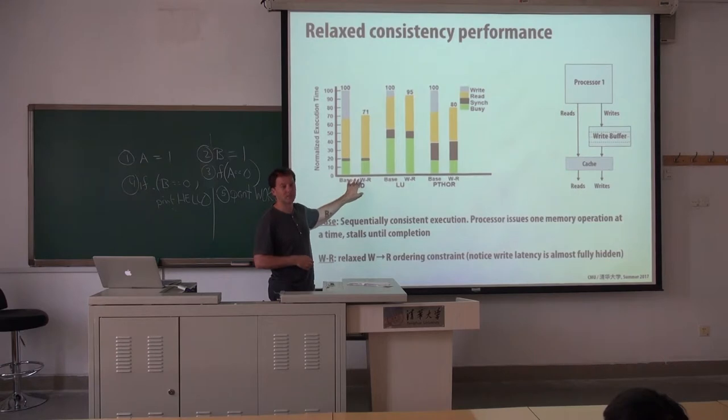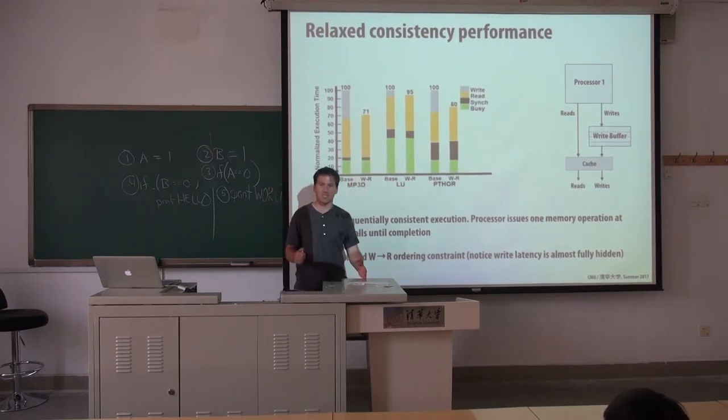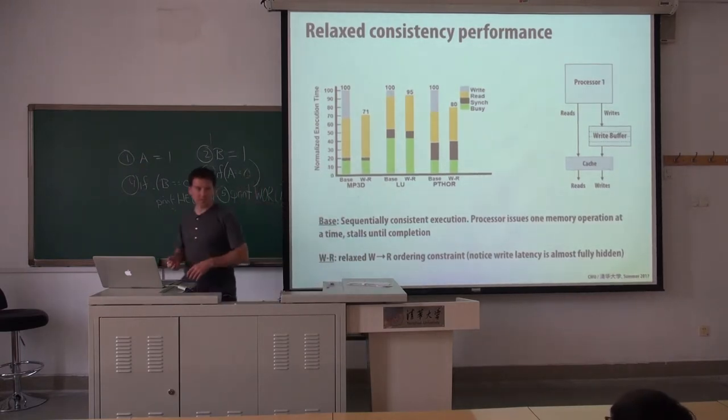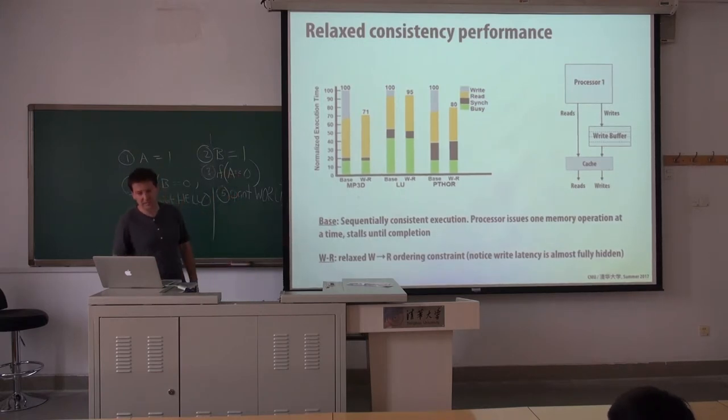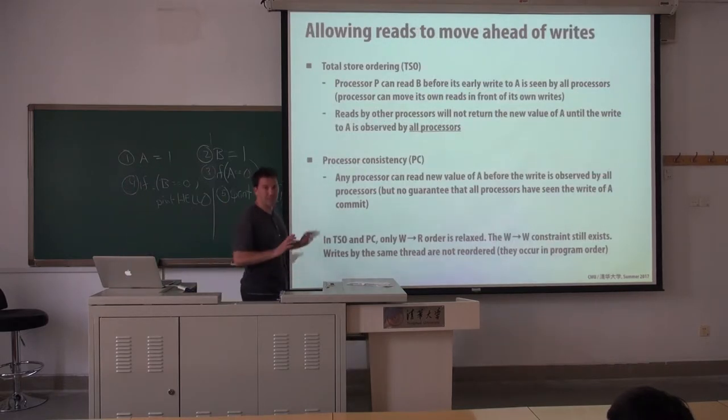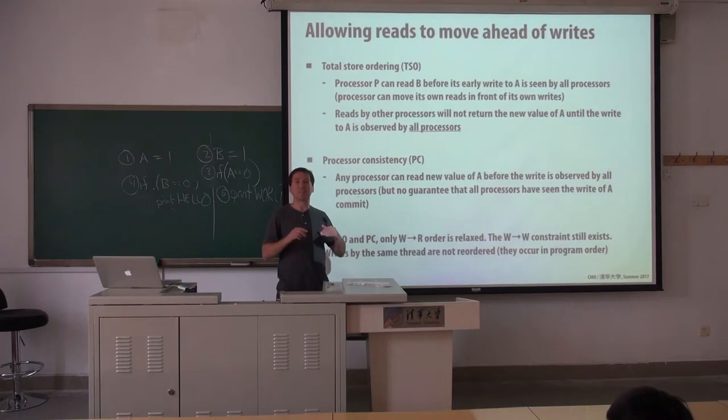It's the gray part. Notice that the cost of the writes has just disappeared, because this is an out-of-order processor, and whenever it's doing reads, it's doing writes down in the background. So this is a reasonable optimization to want to do. There are many different types of memory systems that relax the requirement that a write has to commit completely before any reads can happen.